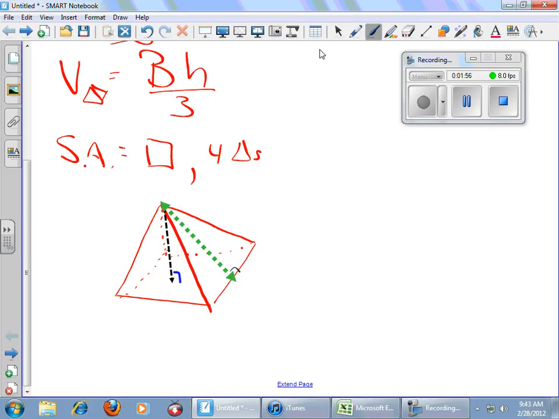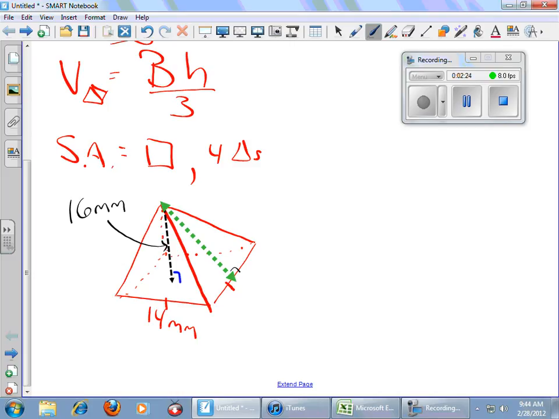Now I need to give you some dimensions. I told you this was a square, so let's make this, say, 14 millimeters. And it is a square. I'm going to make the actual height of the pyramid 16 millimeters.